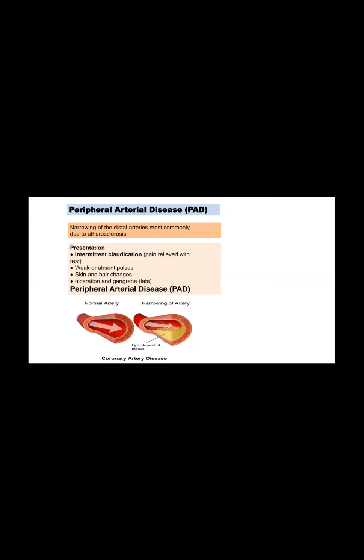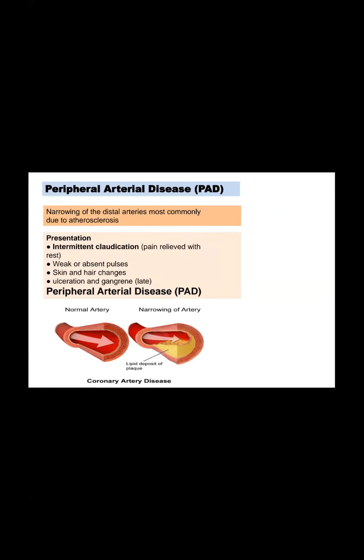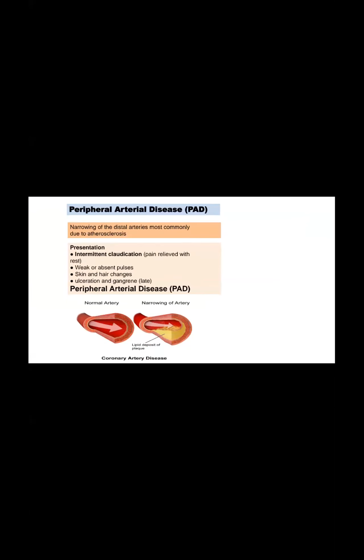Peripheral arterial disease: narrowing of the distal arteries, most commonly due to atherosclerosis. Presentation will be intermittent claudication, weak or absent pulse, skin and hair changes, and ulceration. So see, there's a narrowing of the vessel. Narrowing of the vessel is peripheral arterial disease. Investigation, initially your first line is Doppler ultrasound.